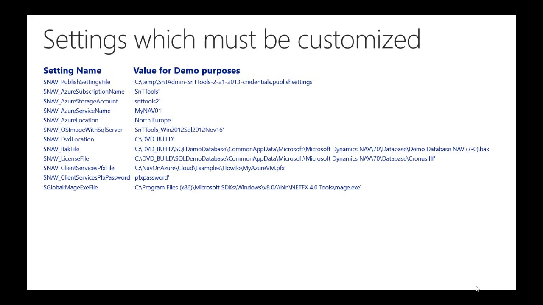The next setting is Nav Azure Service Name. This is the name you want to use for your VM instance on Azure. Please choose carefully. Whatever name you choose must be unique and will form part of the URL you use to access the Nav client. For example, http://mynav01.cloudapp.net. The next setting is Nav Azure Location. Specify the same location you used when you created your storage account.